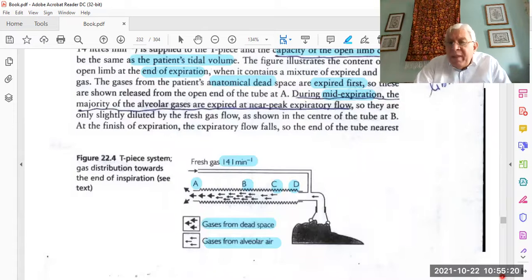This figure shows the T-piece, as we see, the expiratory limb. This is the expiratory limb, and this is the fresh gas flow of 14 liters per minute. And this is the distribution of the expiratory gas in A, B, and C.